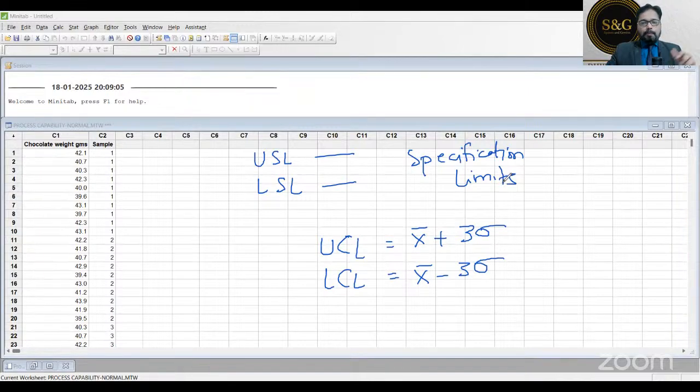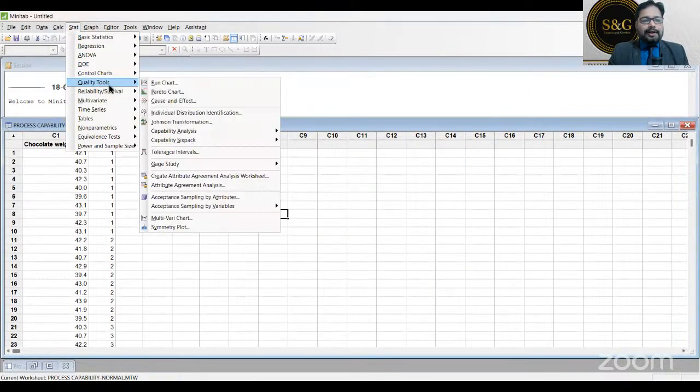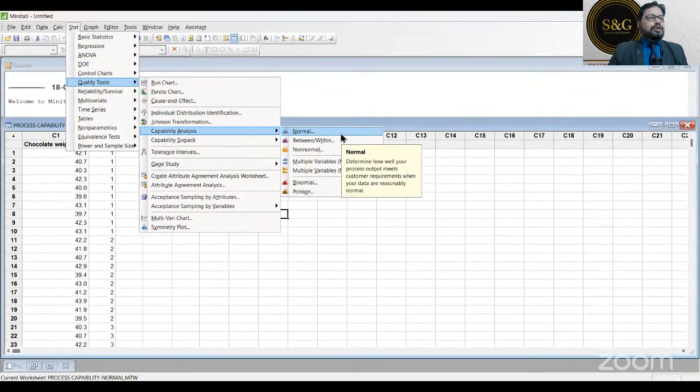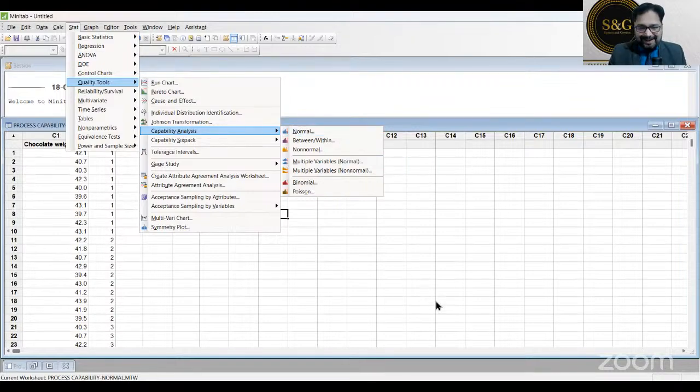Yeah? Super. Let's move ahead. Let's go to Stat, Quality Tools, Capability Analysis, Normal. Everybody just follow this procedure. First we'll make it, and then we will identify each and every aspect of it and we'll manually calculate it. Today we will calculate manually. Okay? It's going to be a lot of fun today. Everybody done with this? Normal, go ahead.